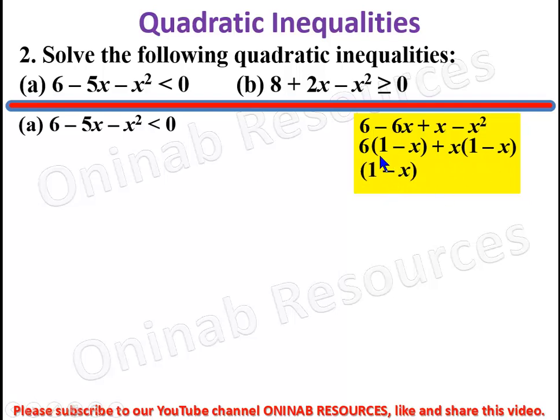So I have 1 minus x. What is outside the bracket? Combined together, that is 6 plus x. So we have factorized the quadratic expression there. We can insert it here now. So 1 minus x into 6 plus x less than 0.